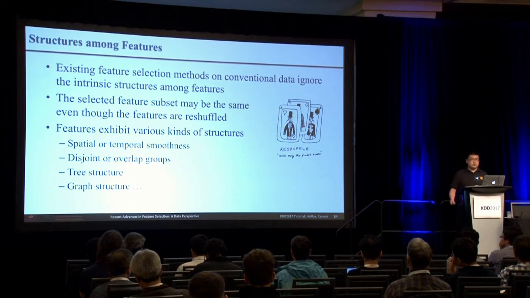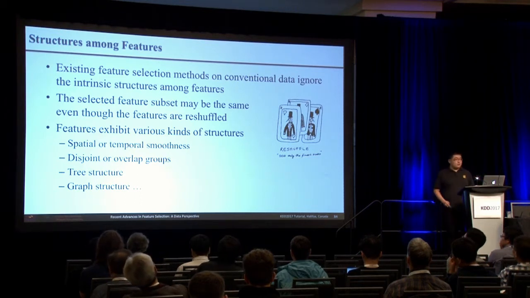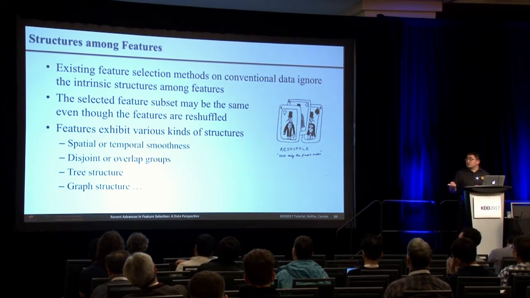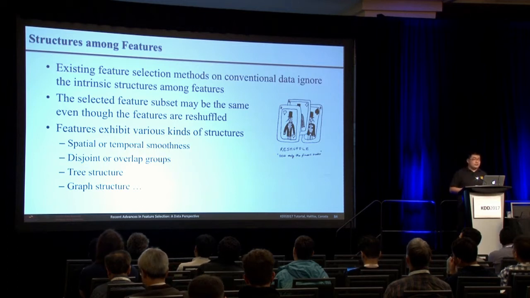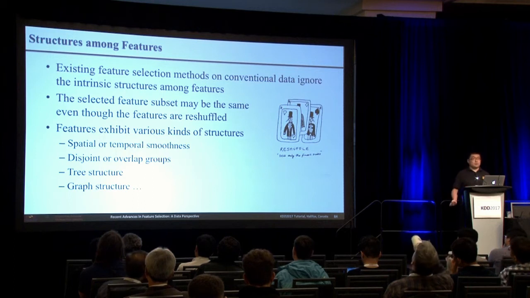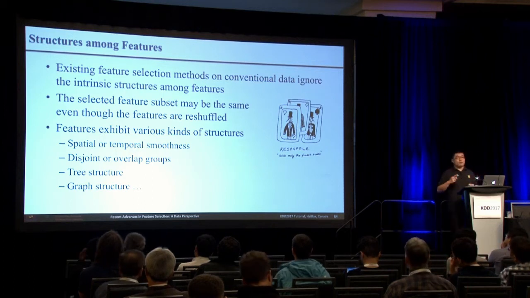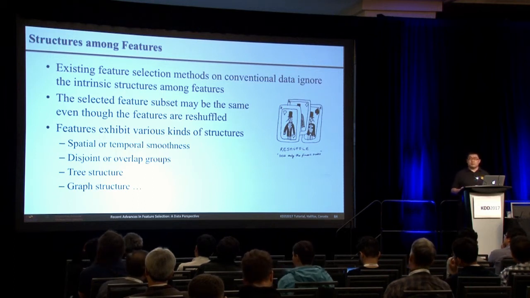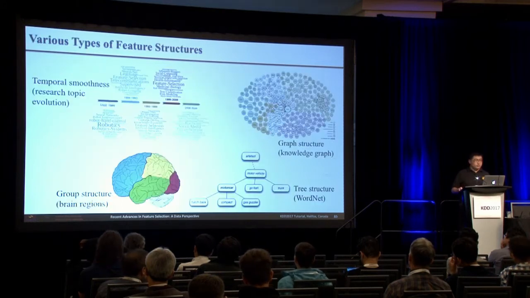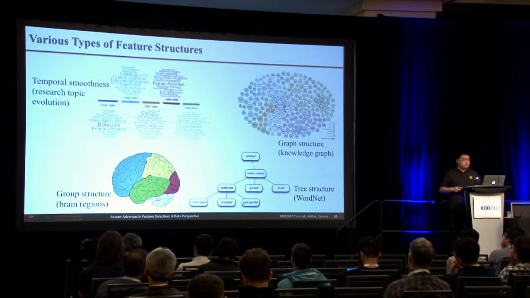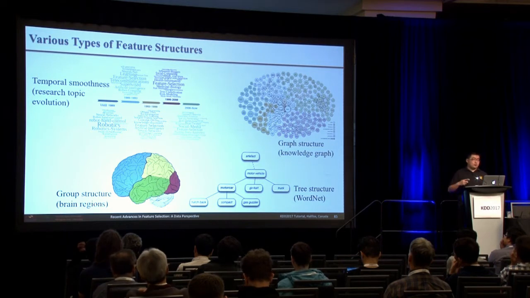features is reshuffled. In many real-world cases, features may exhibit various types of structures, such as spatial or temporal smoothness. Features can also be divided into disjoint or overlapping groups, and we may have tree or graph structures among features. Structured features appear in a variety of domains.